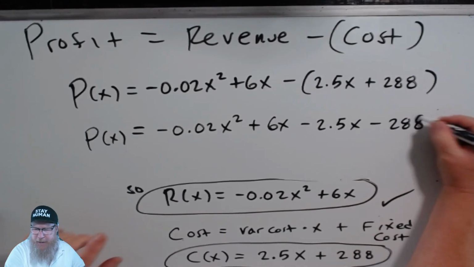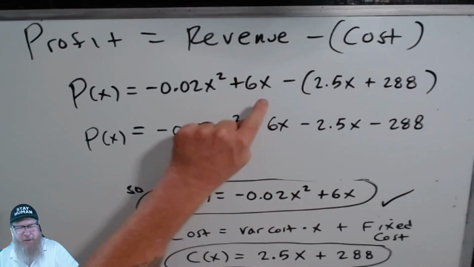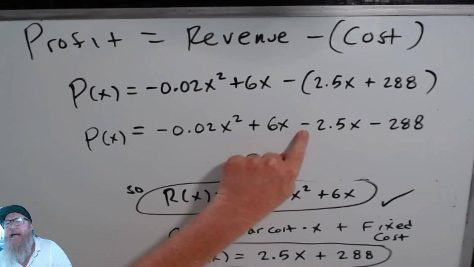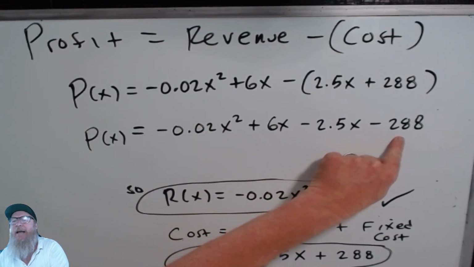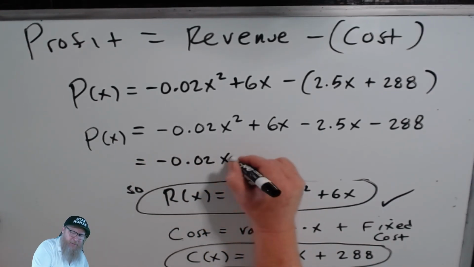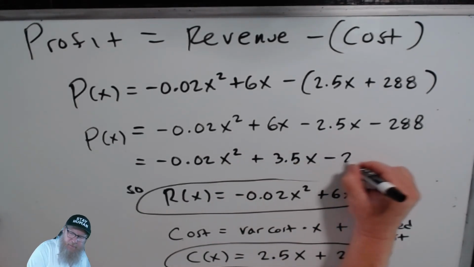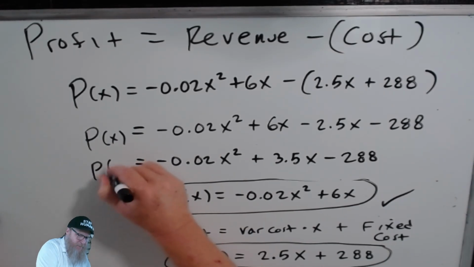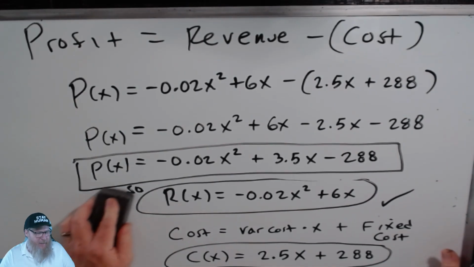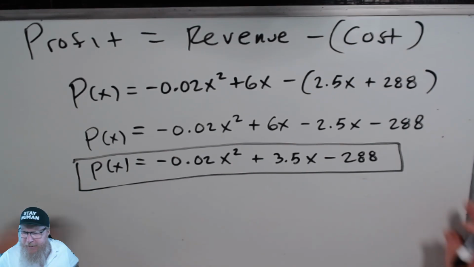You see how important the parentheses are. They give you a distributing property of multiplying by -1, thereby changing the 2.5 to negative and changing the 288 also to negative. And so your final answer is given here. And that's it, folks. I only have time for one application in this introductory section.